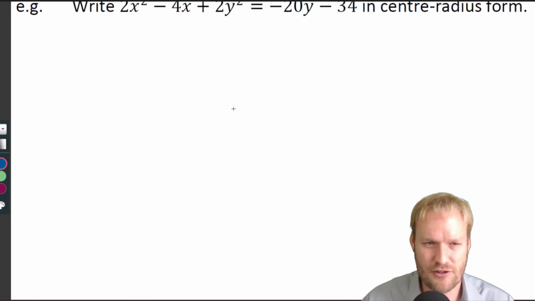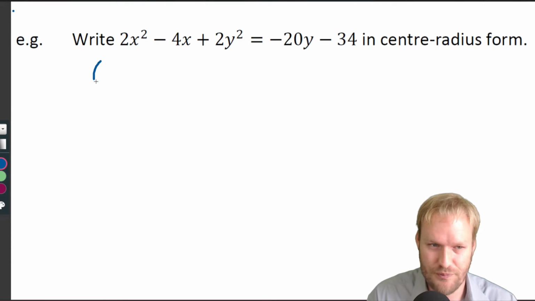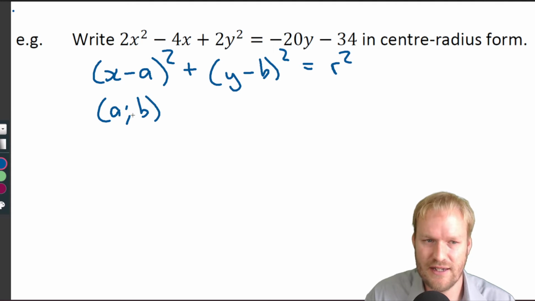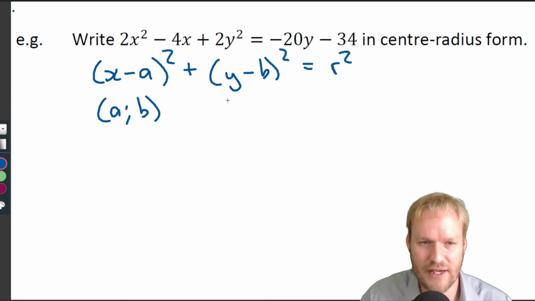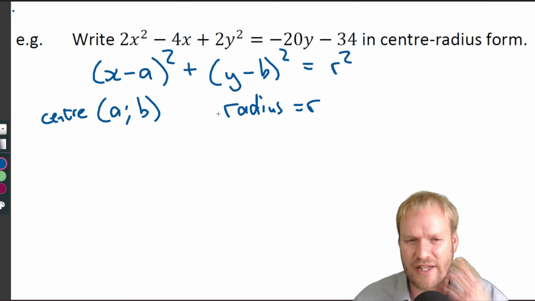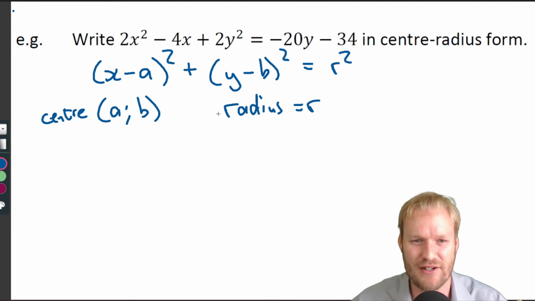So let's just pause and remind ourselves, center radius form is to write our circle in this way: (x minus a) squared plus (y minus b) squared equals r squared. This tells us that the center is at (a, b) and that the radius is r. So if we can turn it into that nice standard form, we can read off our center and our radius. We might even be able to draw our circle.